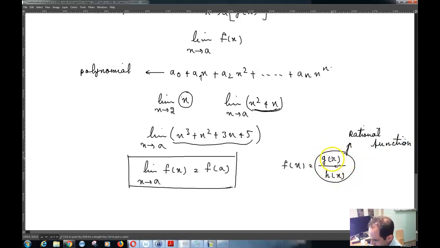And since we know how to take the limit of polynomials, then we found some way to find the limit of rational functions, because we can find the limit of the numerator, we can find the limit of the denominator, and both of them are basically polynomials, so we have no problem there.